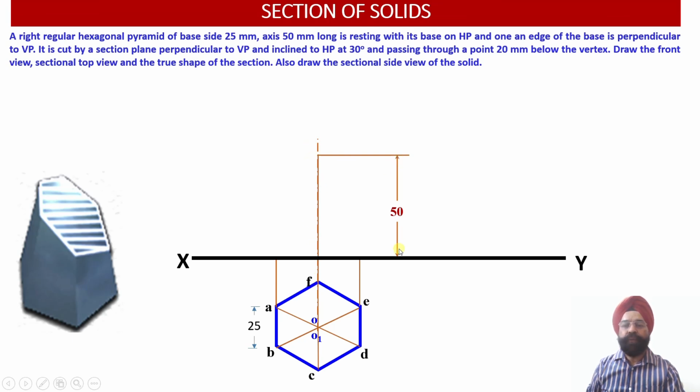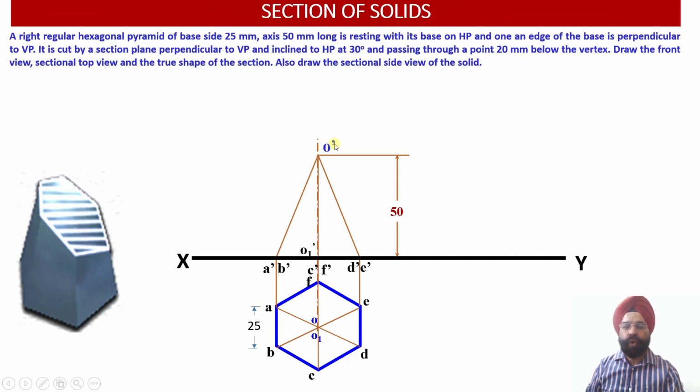Axis height for this pyramid is given to me as 50 millimeter, so I have drawn the axis height equal to 50. Now I can join the projectors over there corresponding to the slant edges. Once again, I haven't darkened this, or even this portion. Reason: this solid will be cut by a cutting plane in a certain orientation. So let us work out that orientation.